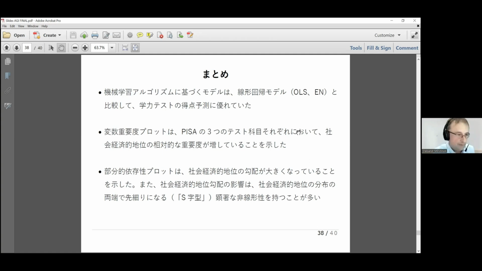And finally, when we try to calculate the expected effect from socioeconomic status, then again, the slope of the socioeconomic gradient became steeper for most of the subjects. And also we could identify that at the edges, the effect became a little bit smaller. So typical with a kind of S shape, which was important nonlinearity that was missed by traditional linear regression models.